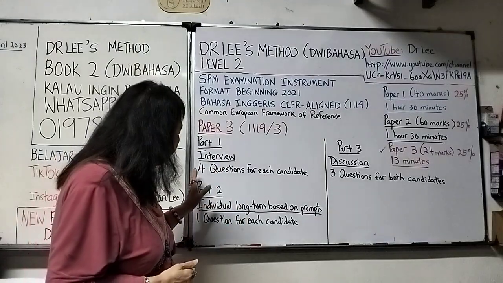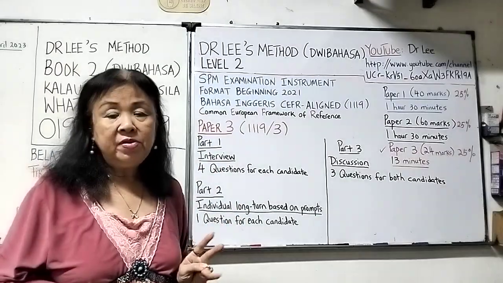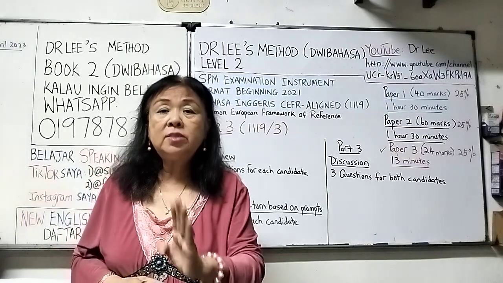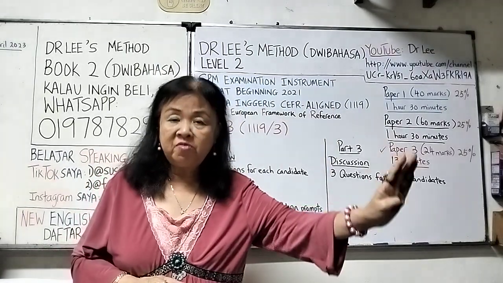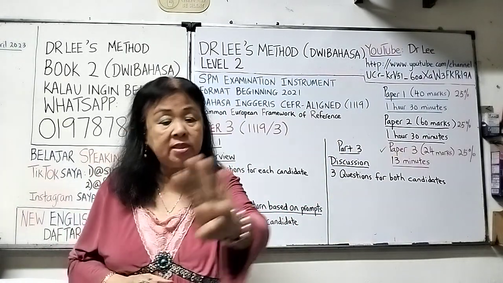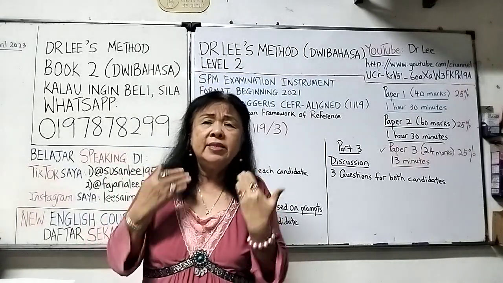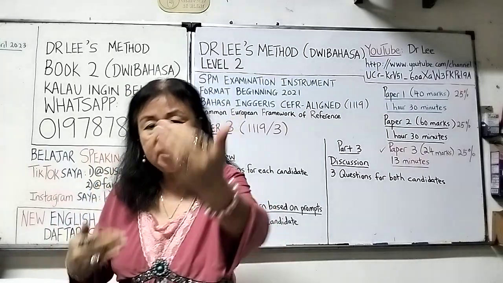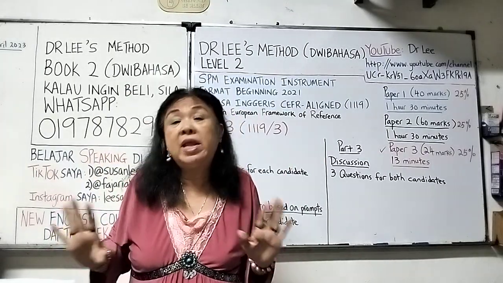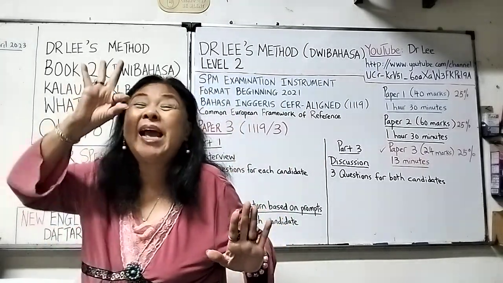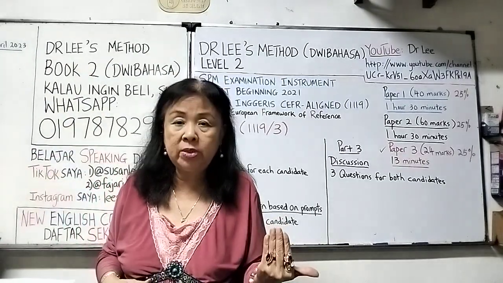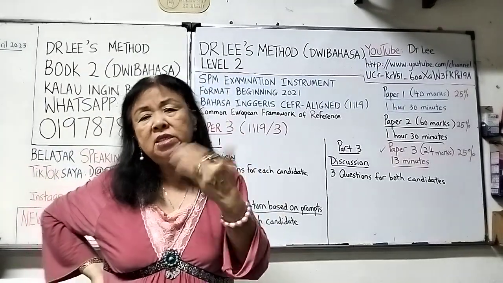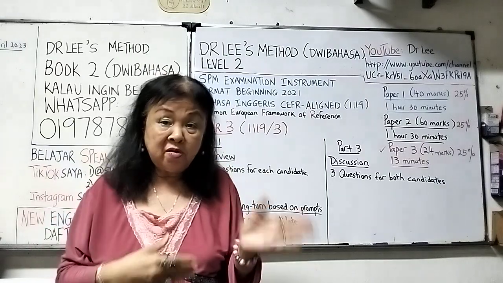So, for part 1, we call it interview. The examiner will ask you 4 questions and ask your friend 4 questions. Candidate A 4 questions, candidate B 4 questions. This is very straightforward. It's question, answer, question, answer, question, answer. No need to elaborate. But you can extend your sentence a bit longer. So usually they will ask you things about yourself or maybe about your family.